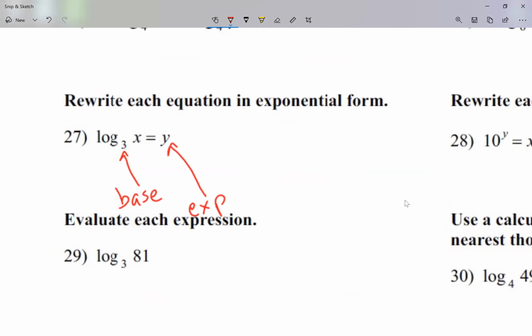So I need to write this in exponential form, right? Exponential form sounds like exponent. So I'm going to write this as 3 to the y, because the base was 3, the exponent is y. So 3 to the y equals this thing right here, which in this case is x. So 3 to the y is equal to x. That's it. We know how to do from log to exponential.